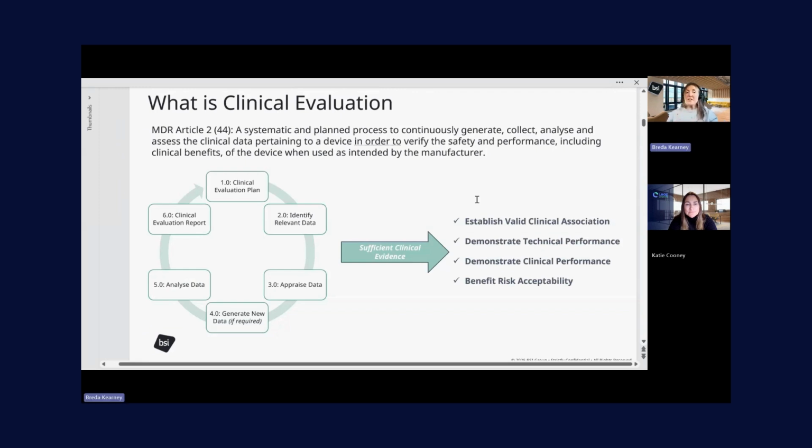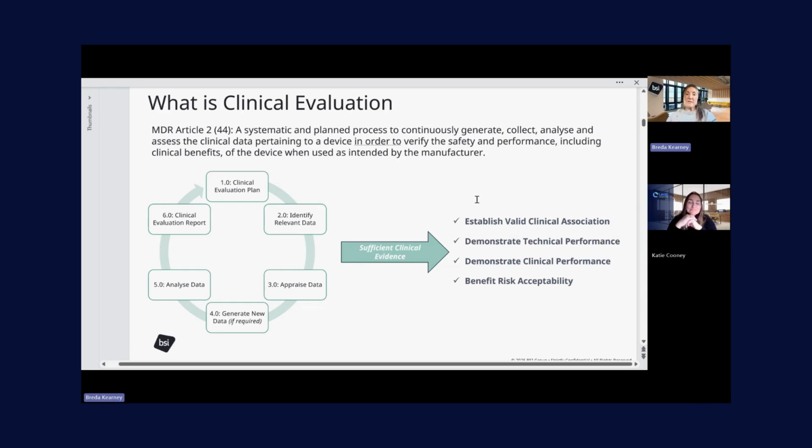So first of all, starting off with clinical evaluation. What exactly is it? Well, the MDR tells us that it's a systematic and planned process to continuously generate, collect, analyze, and assess clinical data on your device. The important things here is that it's systematic, so it does follow a systematic process. It has to be planned, so we're going to need to have a plan for how we're going to do it. It is continuous, which means we don't just do it once. We have to repeat it several times throughout the lifetime of the device.